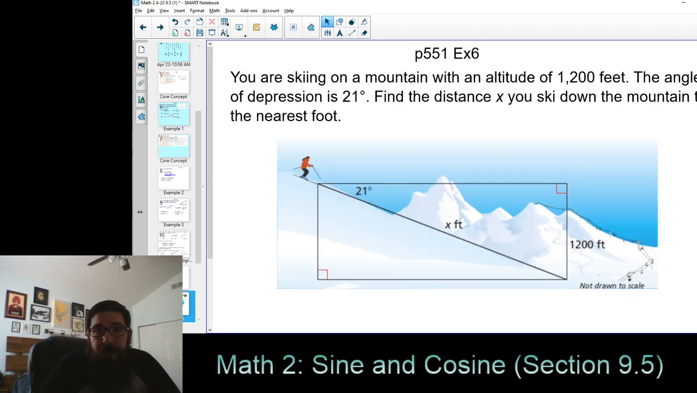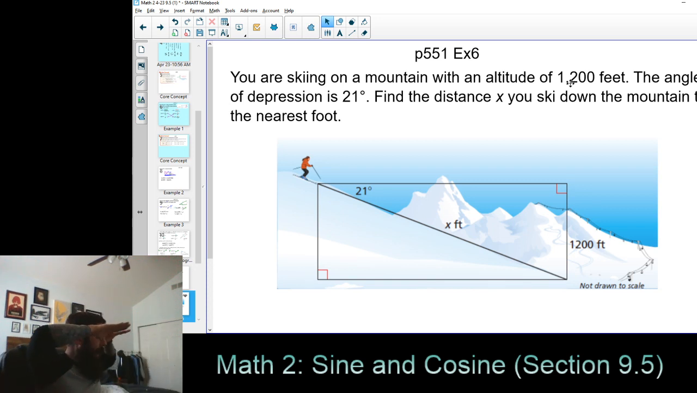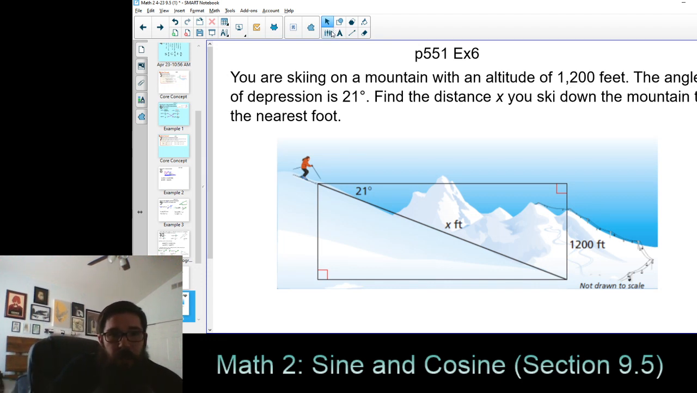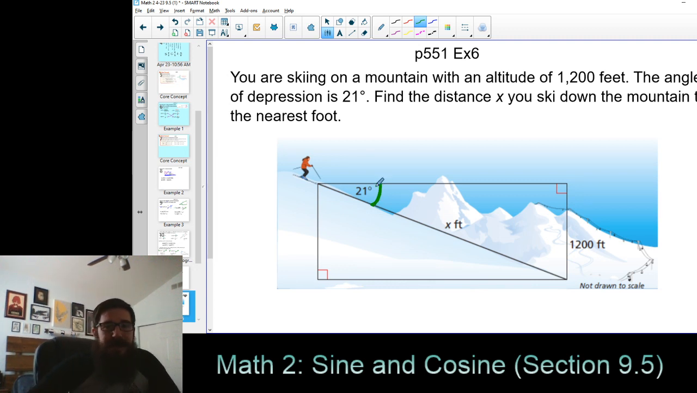All right, page 551, example 6. Let's put this guy to use. Building a little bit of context in here, there's probably going to be a word problem on your next quiz. Skiing on a mountain with an altitude of 1,200 feet, I mean, sort of its height. The angle of depression: if I were looking forward, how much am I looking down? That's called an angle of depression. From the horizon going down, it says it's 21. We see that angle right here is this 21. Find the distance x you ski down the mountain to the nearest foot. So what length are you actually skiing?